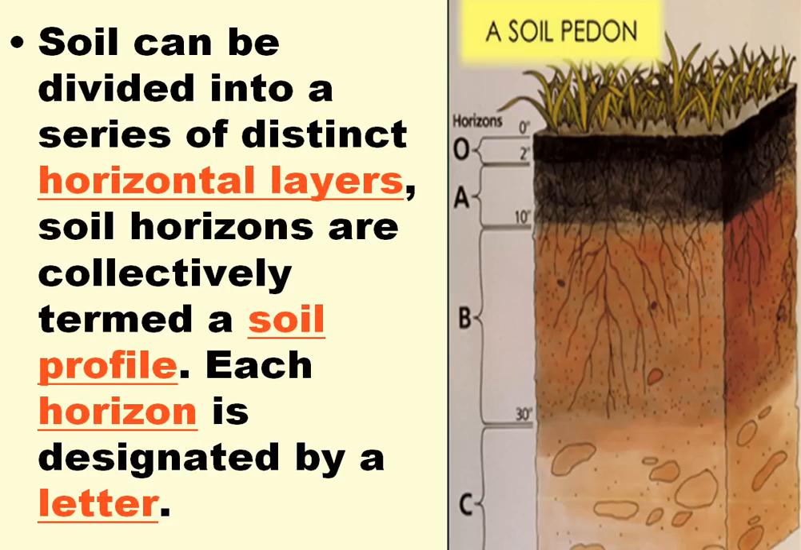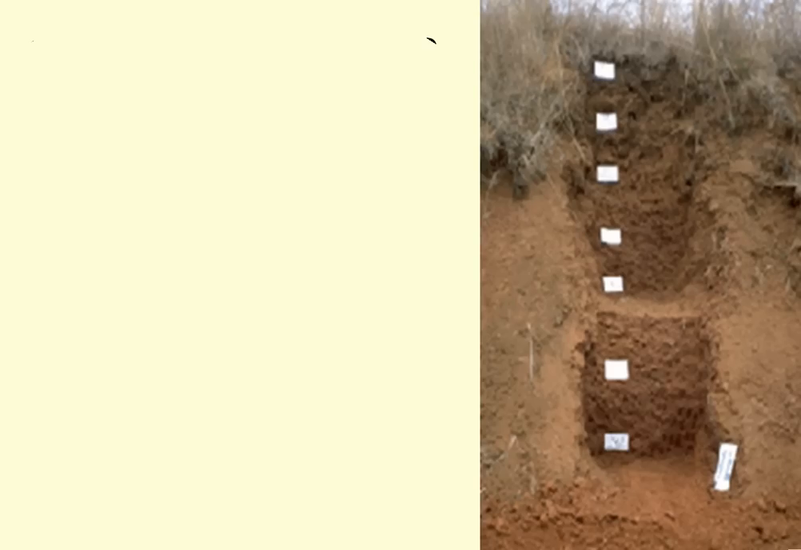Now, when we talk about soils, we're going to talk about the soil layers. Soils can be divided into a series of distinct horizontal layers, and they call these soil horizons. Collectively, all these horizons, all these layers, we call a soil profile. And each horizon or layer is designated by a letter. Originally, when this was first thought about, there was a layer A, B, and C, and it was pretty simplified. And then one day someone talked about there being an O layer.